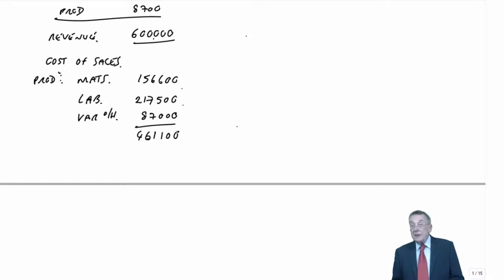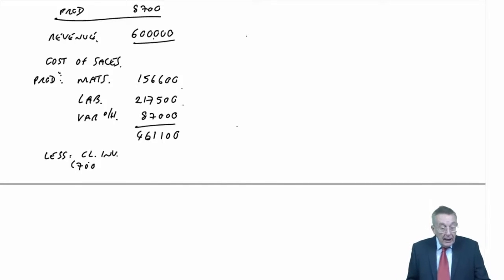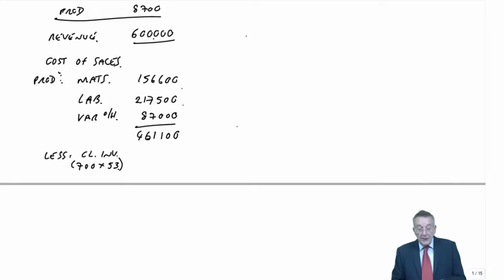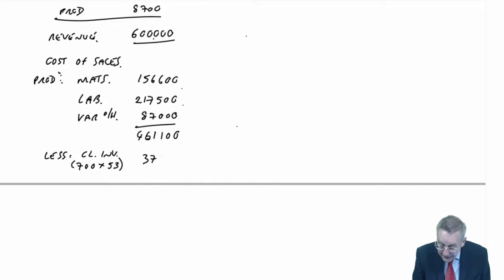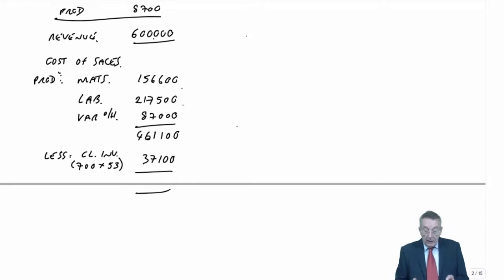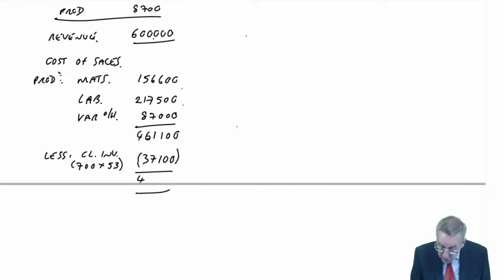To get the cost of the 8,000 sold, we subtract the closing inventory. There were 700 units. Remember, I'm doing the budget here. The marginal cost, 53 a unit. So the closing inventory, 700 at 53, is 37,100, giving a cost of sales of 461,100 less 37,100. A cost of sales of 424,000.